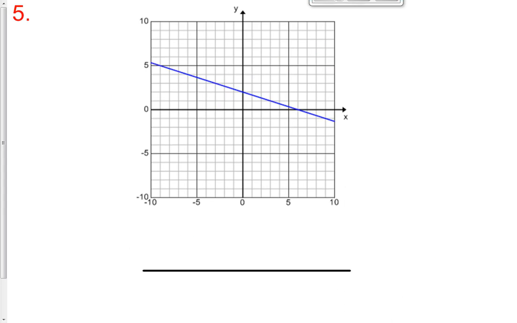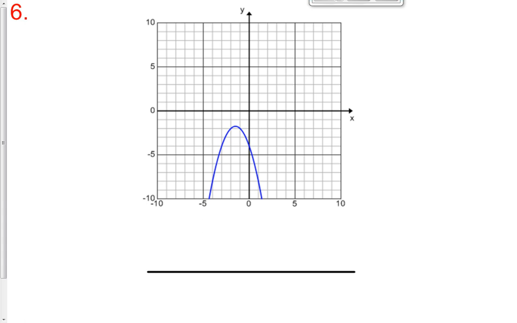This one is the one that we're most familiar with. It's y equals mx plus b. It has a y-intercept, and then it has a slope of down 1, right 3, and so on and so forth. Those are our linear functions. So number 5 is linear.